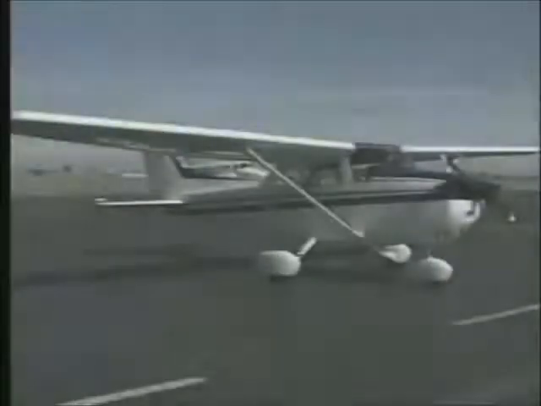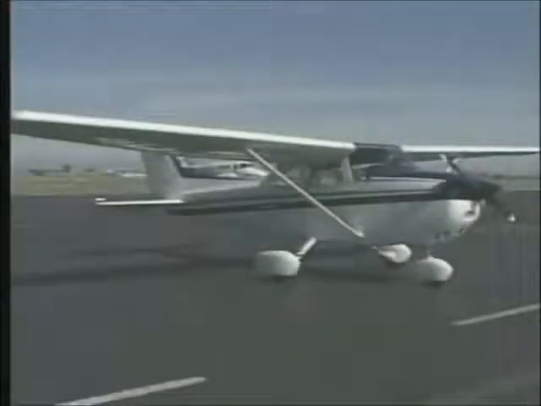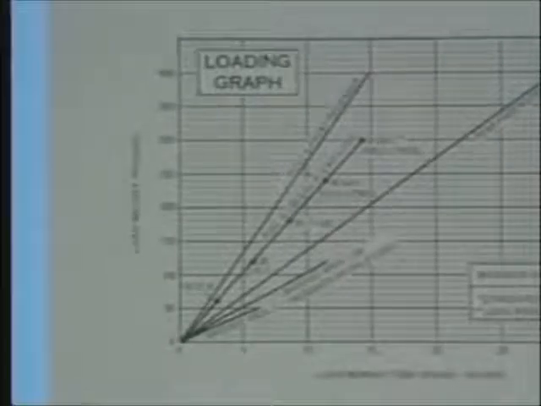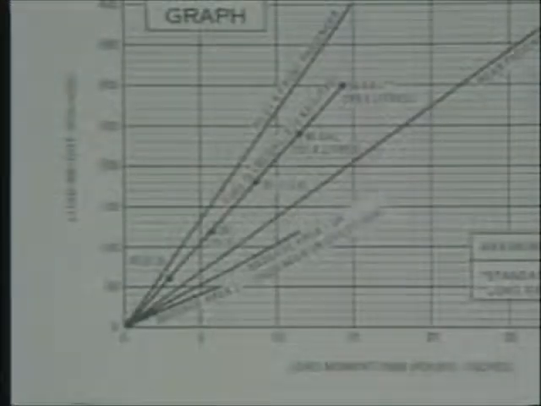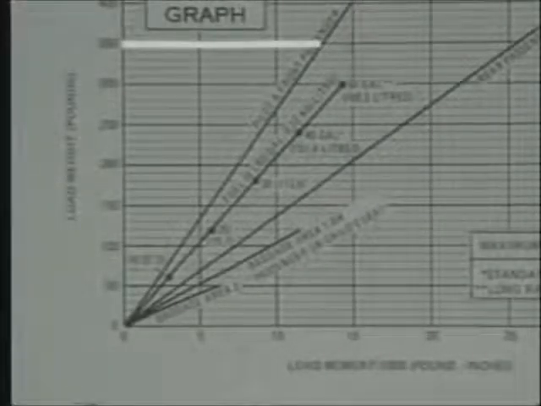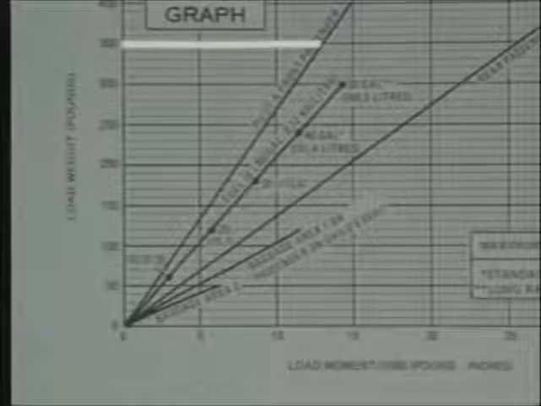Some aircraft manufacturers use the graph method, which is a simplification of the computational method. It allows you to determine the moment of each item without having to multiply each weight by its arm. In this example, assume this airplane is carrying the same load as before. To find the moment for yourself and your front passenger, enter the graph from the left side at 350 pounds. Proceed horizontally to the pilot and front passenger line.